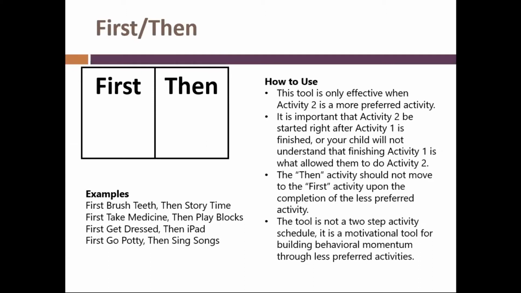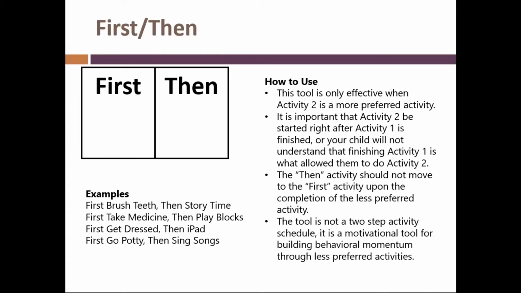I would also say one little note here about the then is you want to make sure that the then part of it isn't available to the child all the time. If you guys sing songs all day long, it's not going to matter if they go potty, because they're going to learn that you're going to sing songs no matter what, or they're going to get the iPad no matter what. So if you're using this in the behavioral sense, you just want to make sure that they don't have complete access to the things on the list. Does that make sense?